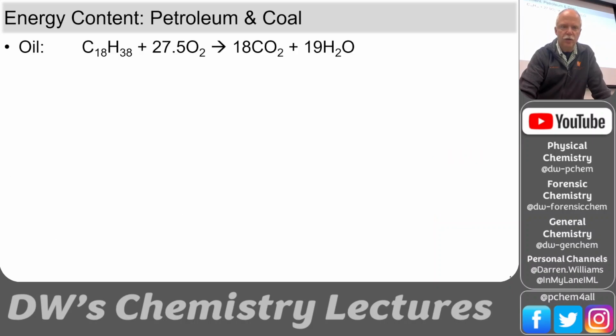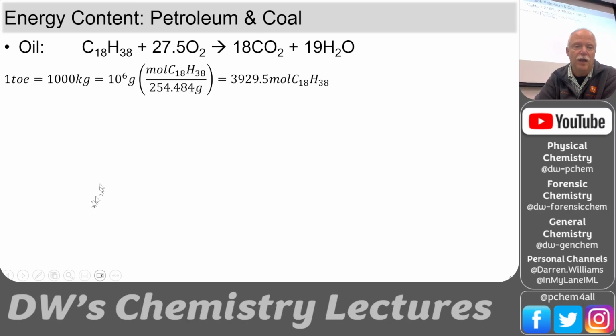Let's look at petroleum and coal. So here's oil. Oil is a long chain hydrocarbon, we can assume. Let's just pick 18. I just kind of grabbed that number. I knew it was long. And so 1 ton of oil, here's a number you may not know. A ton of oil is 1,000 kilograms. So that's a metric ton, 1,000 kilograms, or 10 to the 6 grams. And so that's going to be this many moles of this oil.